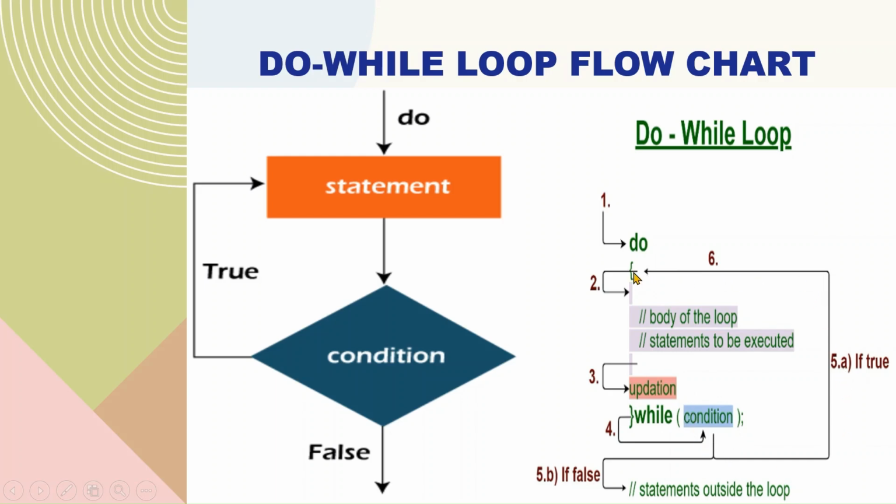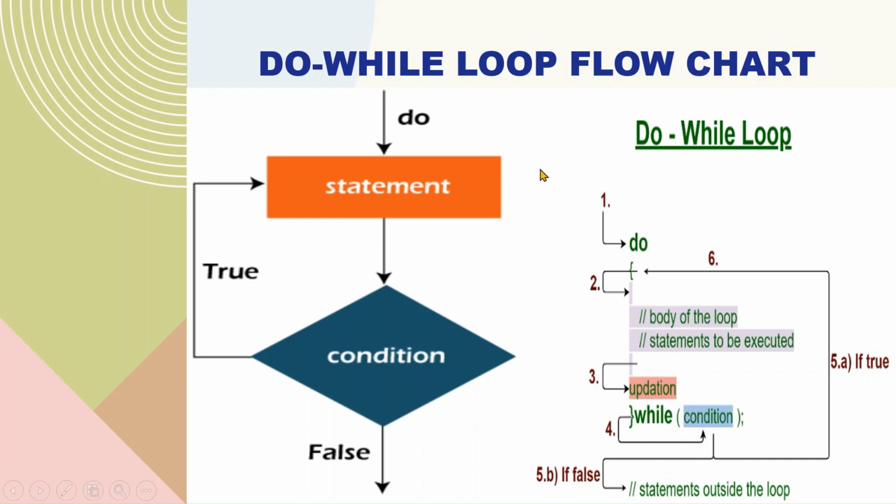You can see here, again we execute the statements. Again the updation happens, incrementation or decrementation. Then again the condition is checked. Again if it is true, again we go back. Like that, it is a cyclic process. Now if suppose the condition is failed, we just come out of the block and we execute the statements which are outside the loop. So in this way the do while loop works.